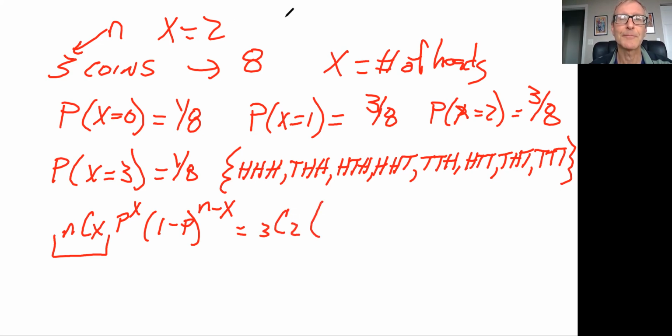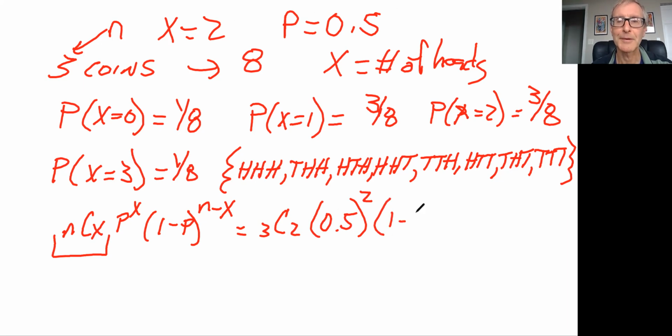Our p-value, probability of success, is 0.5, right? Of getting a head. So that would be 0.5. And then our x value is 2, so we square it. And then 1 minus 0.5. And this would be 3 minus 2.